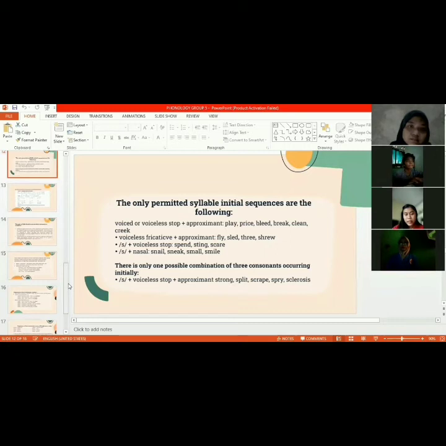There is only one possible combination of three consonants occurring initially: S plus voiceless stop plus approximant: strong, split, scrape, spray, sclerosis. The next slide will be explained by my friend.